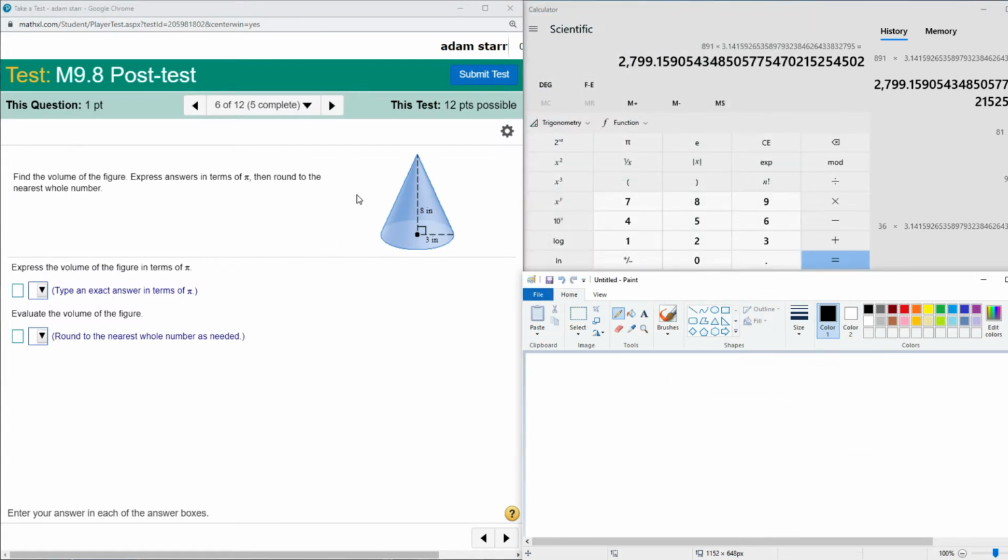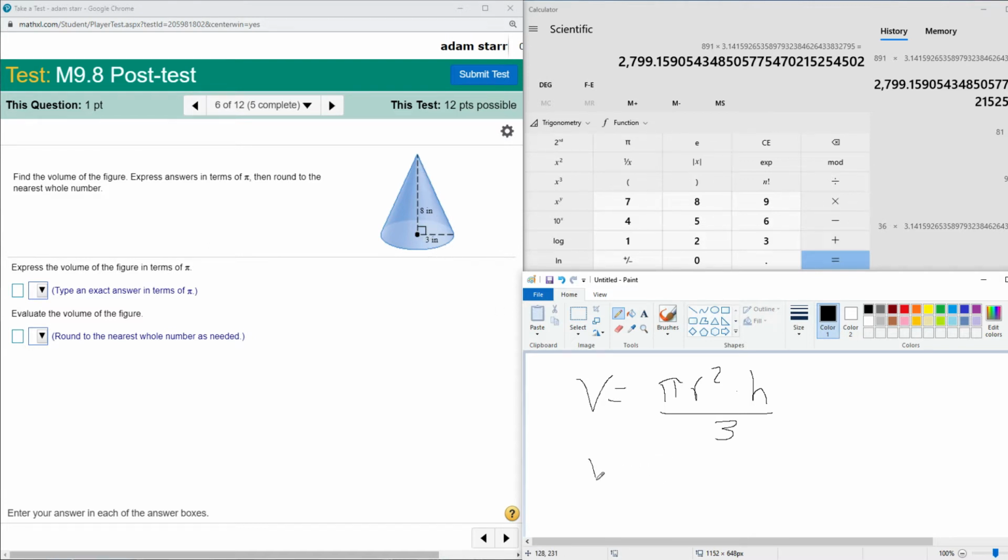Okay, my next figure is a cone, and it says find the volume, and same thing in terms of pi, and then the approximate. So the volume of a cone is pi r squared times h, the height, all divided by 3. Okay, so again, we need two things here. We need the radius and we need the height of the cone. Well, my figure gives me both. My radius here is 3, my height is 8.